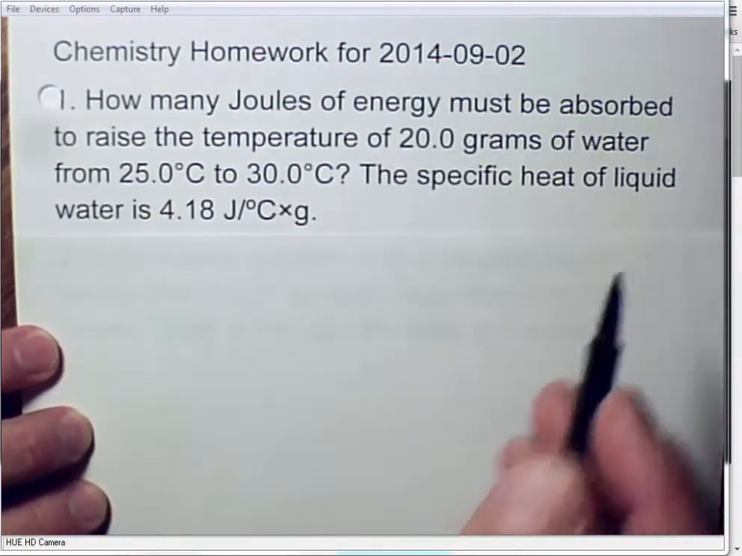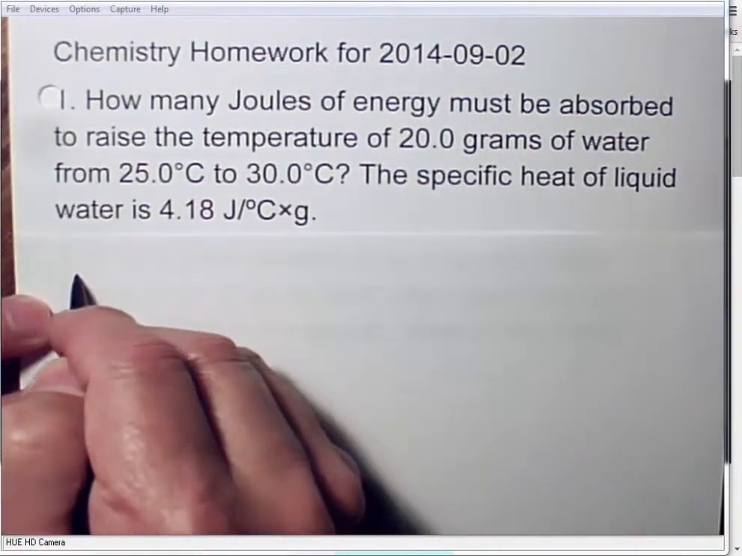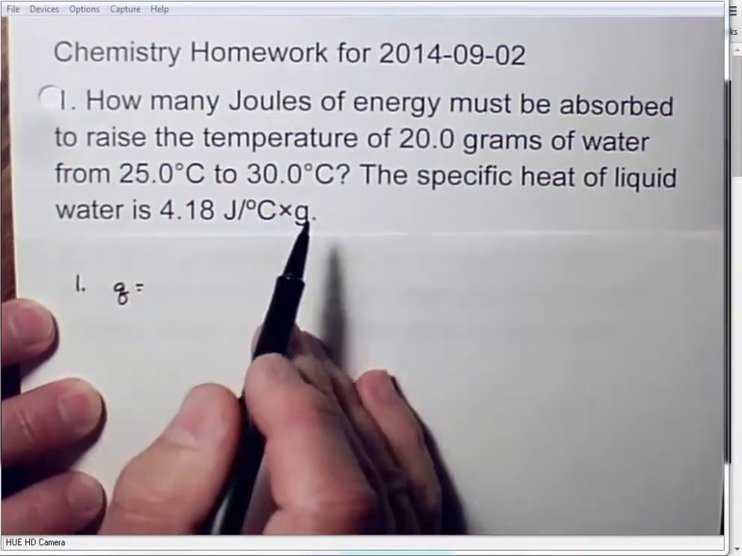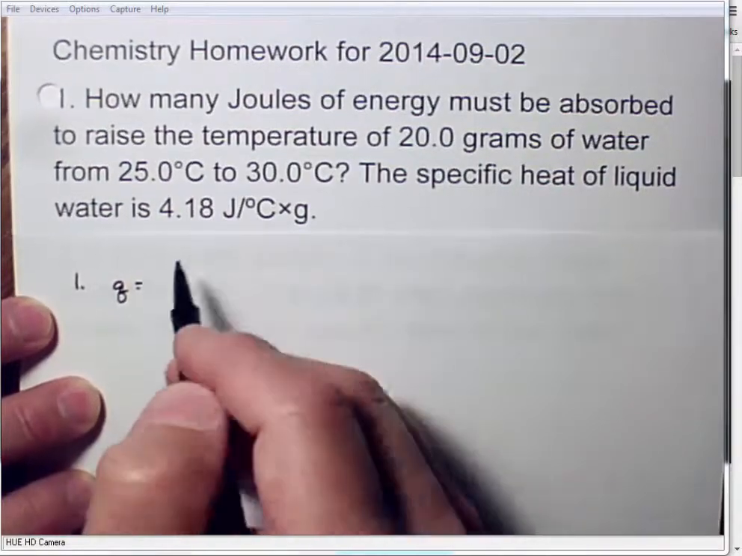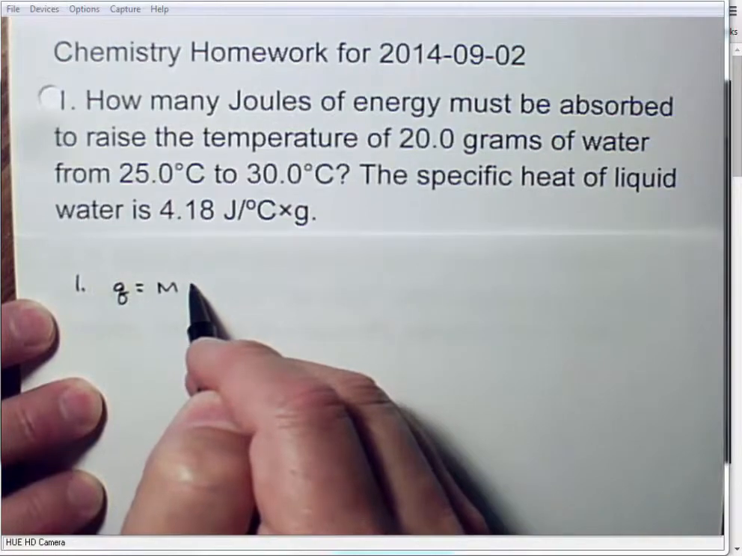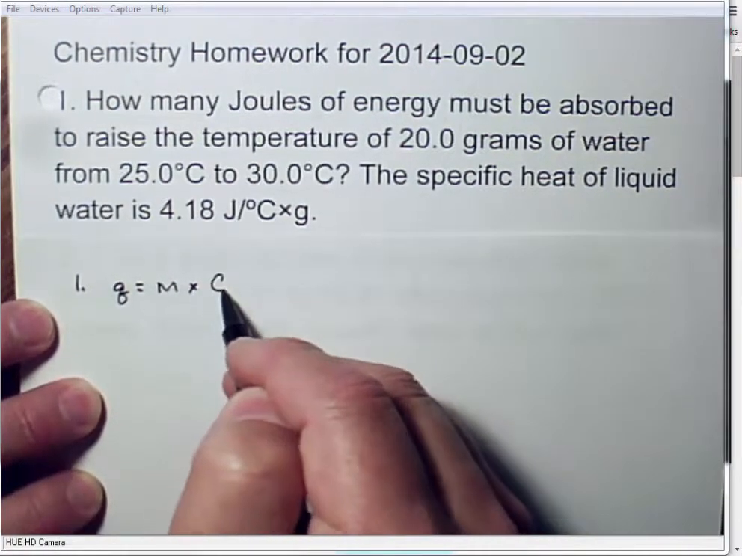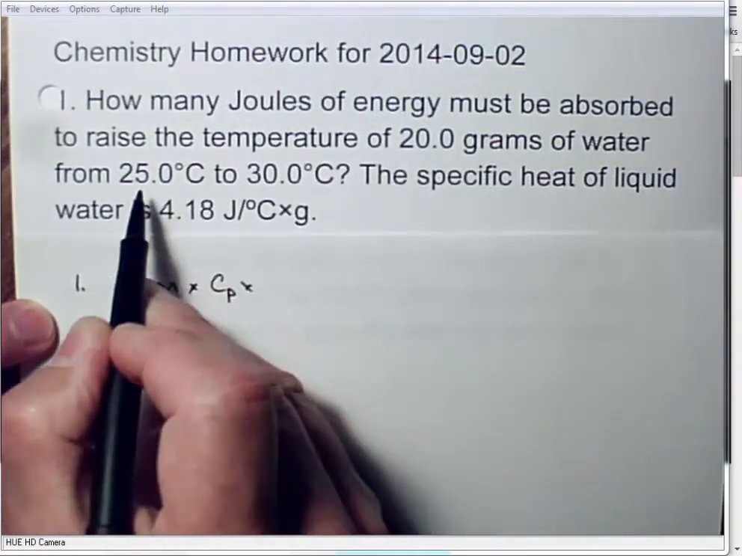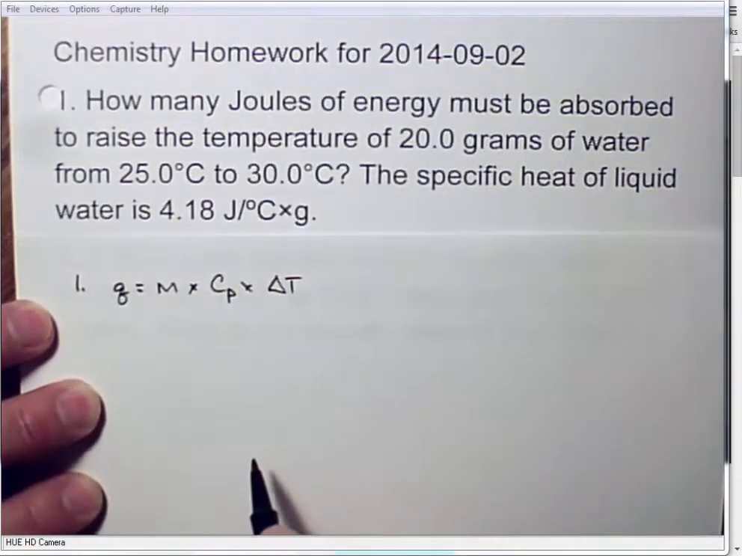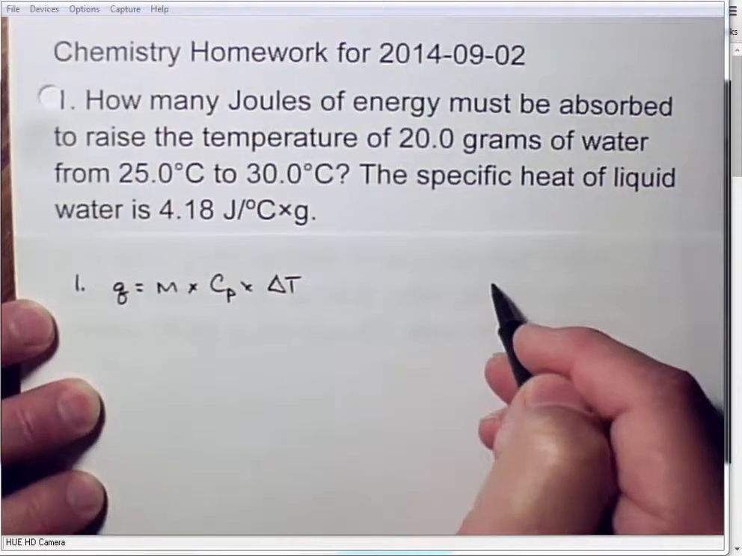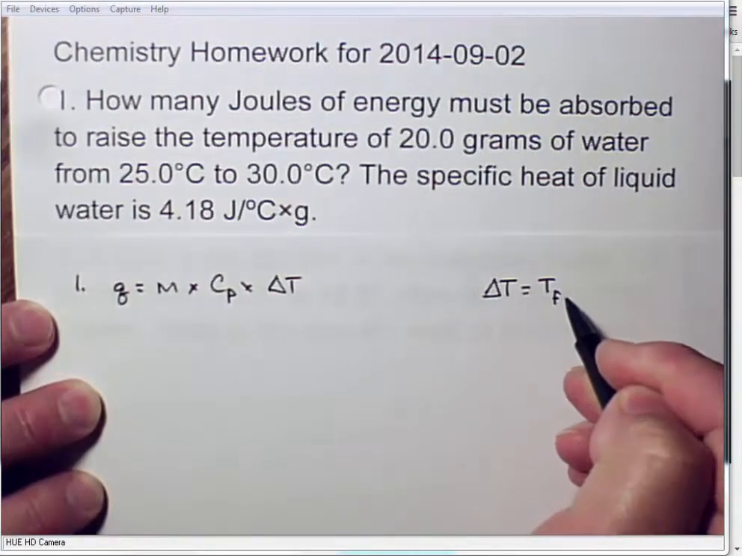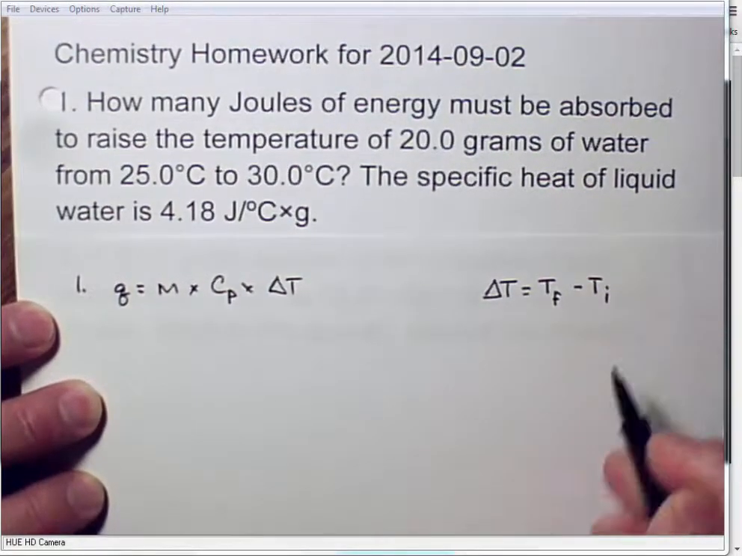All right, here we go. How many joules of energy must be absorbed? Well, joules of energy must be Q. To raise the temperature of 20 grams of water, well, that means we're working with a mass of water. And then it's going to be times the specific heat, and times the change in temperature from 25 to 30 degrees C. Okay, there's our equation. And change in temperature is always calculated as the final temperature minus the initial temperature.